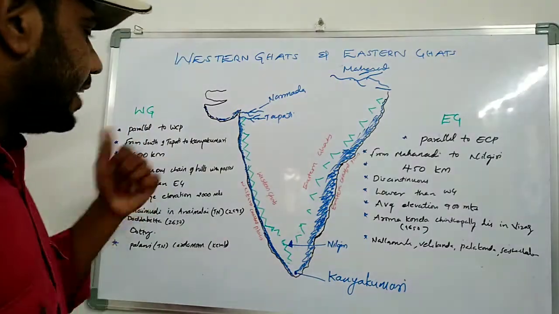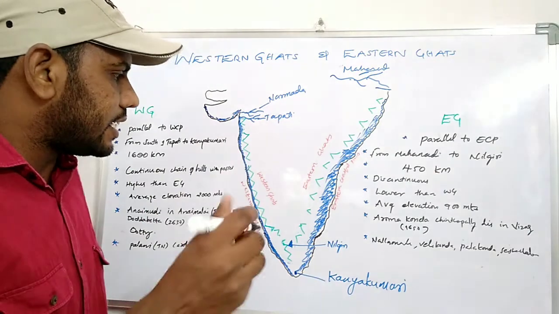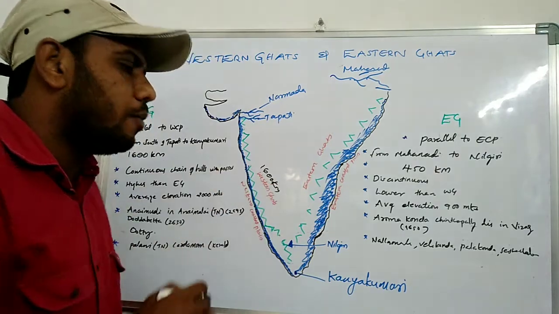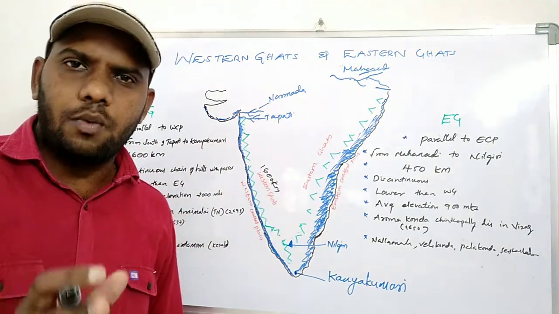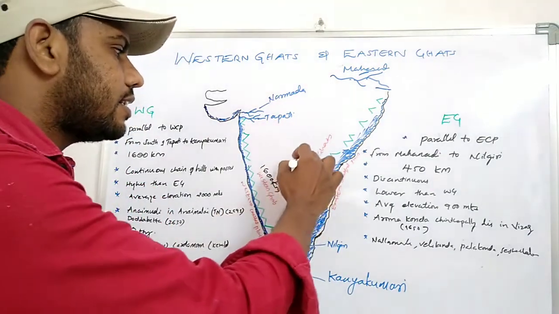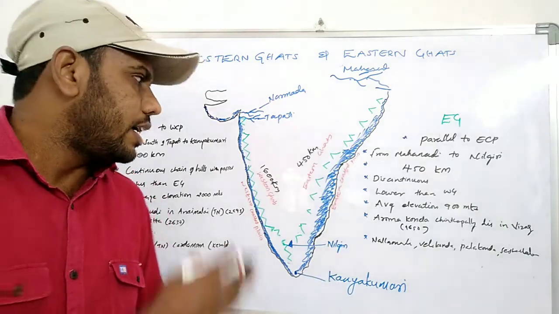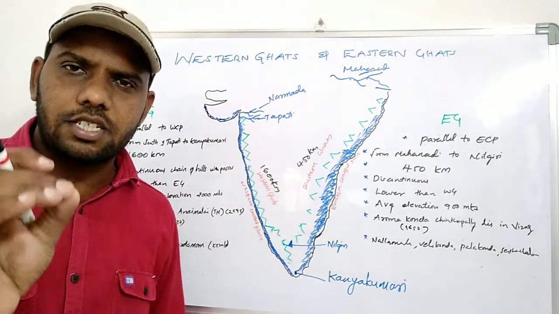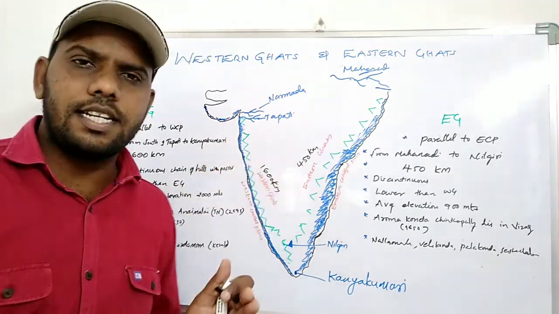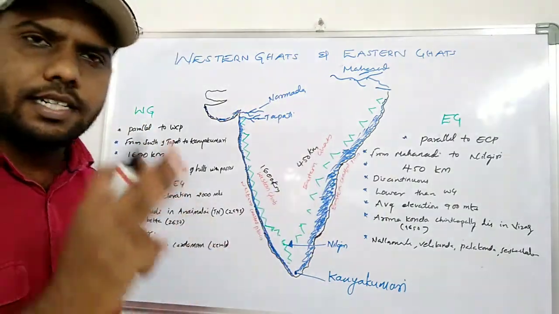Okay, very good. So the next point, it covers the distance. Which one? The Western Ghats cover the distance. How many? Around 1600 kilometer. The Eastern Ghats cover the distance around 450 kilometer. So remember, the Western Ghats cover the distance around 1600 kilometer, and the Eastern Ghats cover the distance around 450 kilometer. Got it, children? Okay, we have completed the 3 points.